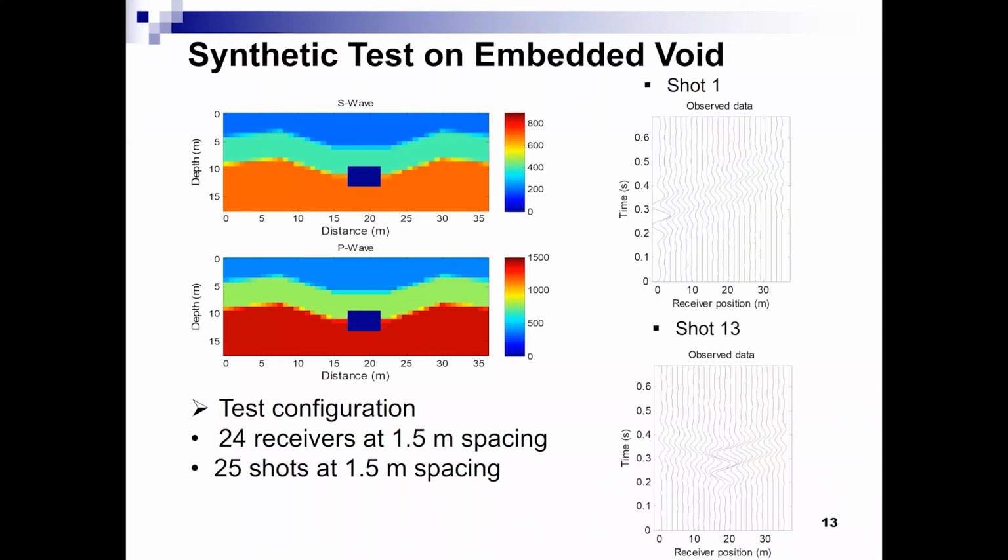For instance, we have a hypothetical soil model with 3 layers: soil on top, rock at the bottom. The blue box here is a void having shear velocity of 0 and P velocity of 300 meters per second, an air-filled void. We generate the data using 24 receivers and 25 shot locations on the ground surface, at depth 0. The data look like this for the first shot, and shot 13 in the middle. So we have 25 of them. We assume this is measured data from the field, and do inversion to see if we can recover this true model, to see if we can identify the void at 10 meter depth.